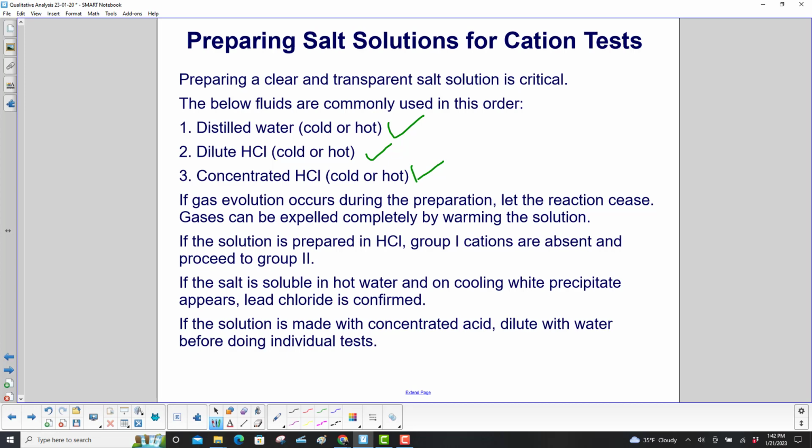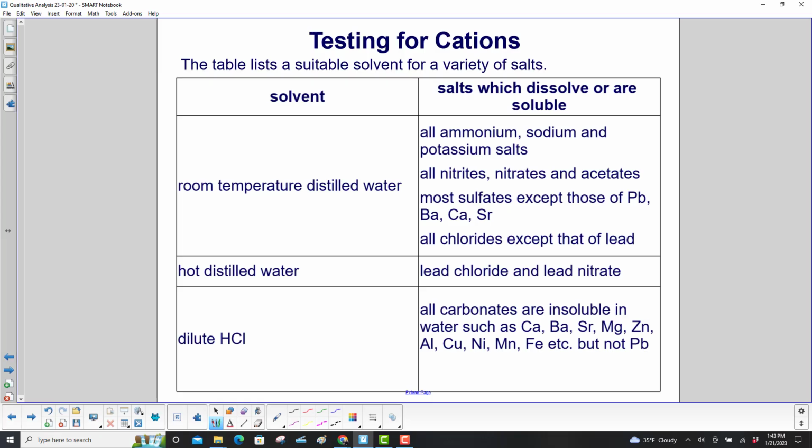If the solution is prepared in hydrochloric acid, group 1 cations are absent and proceed to group 2. If the salt is soluble in hot water and on cooling a white precipitate appears, lead chloride is confirmed. If the solution is made with concentrated acid, dilute with water before doing individual tests. The table lists a suitable solvent for a variety of salts.